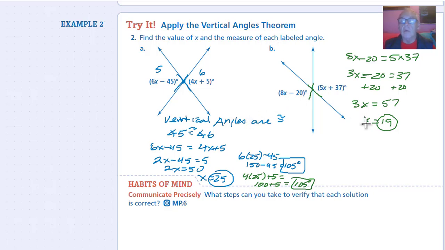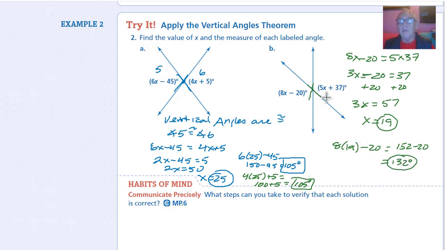Now these are both going to be equal, so I really just need to plug it in once, though I could do it again to make sure I got the right answer. So I'm going to do 8 times 19, take away 20. 8 times 20 would be 160. Since 19 is 1 less, if we do 160 take away 8, we get 152. So 152 take away 20 is going to be the measure of the angle, and that gives us 132. So the measure of the angle is 132.